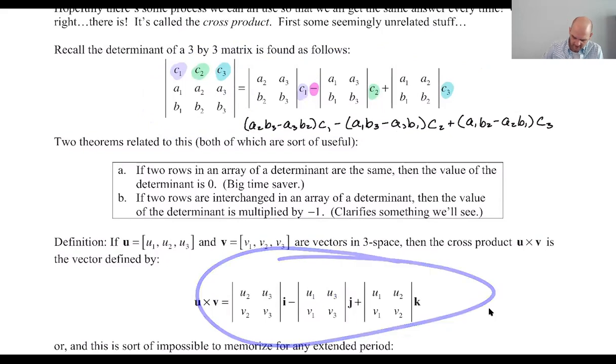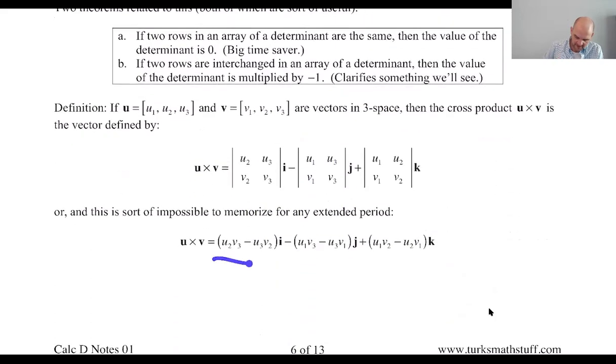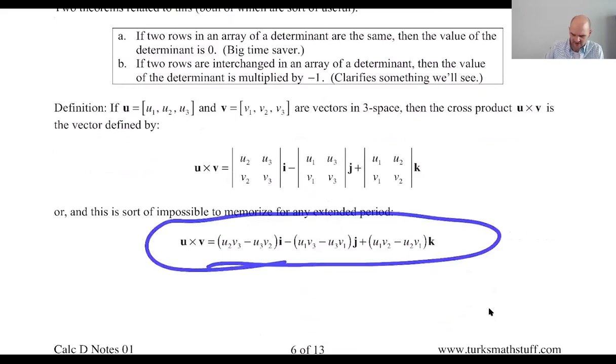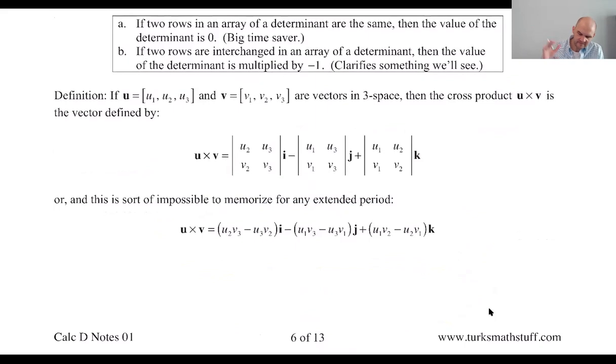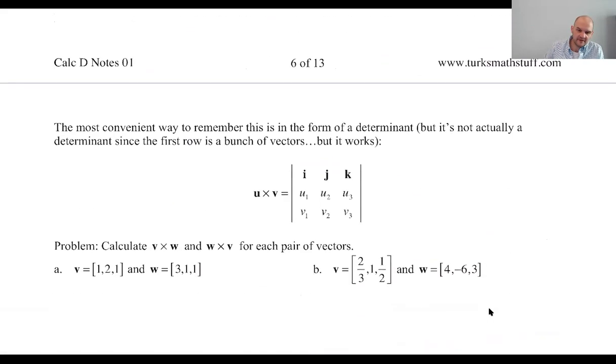Nobody can remember this. Well, no, everybody can remember this. Nobody can remember this. This is the expanded form. I don't know if anybody has that memorized. Sometimes when you're programming things, you'll type that in just to have it in particular. It's very annoying. Here's how you're actually going to remember it.